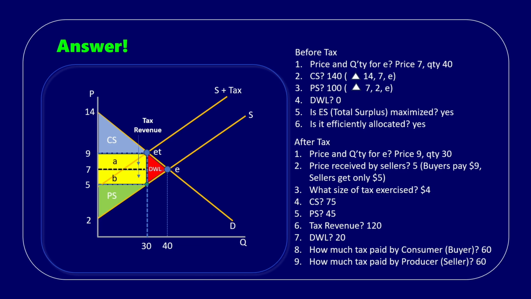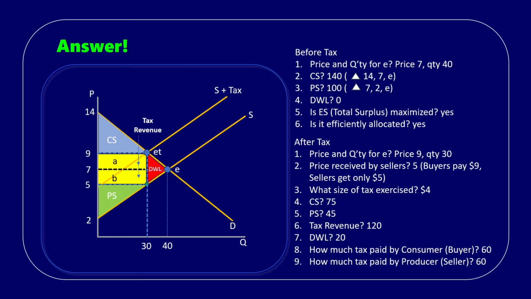Now, let's see what happens after the tax. Once the tax is imposed, the supply curve shifts up, and the new equilibrium changes. Buyers now have to pay a price of 9, but sellers only receive 5. That gap between 9 and 5, that $4 difference, is the tax per unit. Because of the higher price and lower quantity traded, the new quantity falls from 40 all the way down to 30. Consumer surplus shrinks to 75, and producer surplus also shrinks down to 45. The government collects tax revenue equal to tax per unit multiplied by quantity traded, which is 4 times 30, which is 120 in tax revenue.